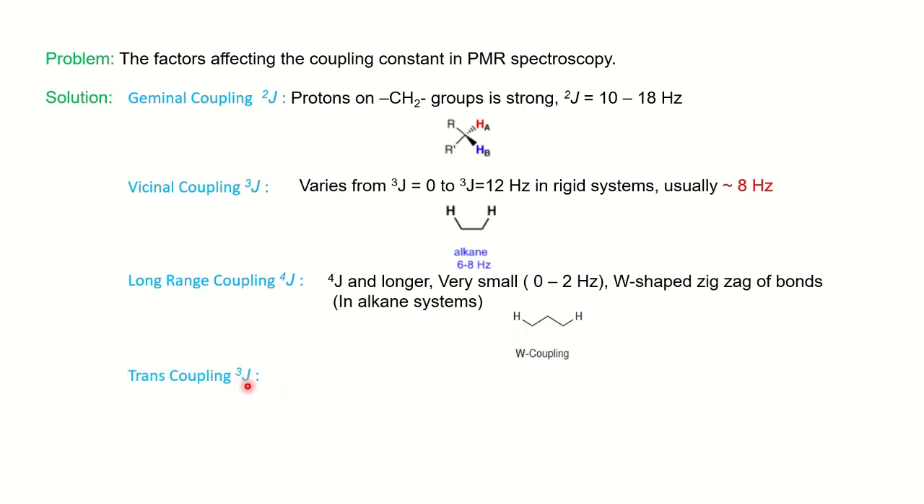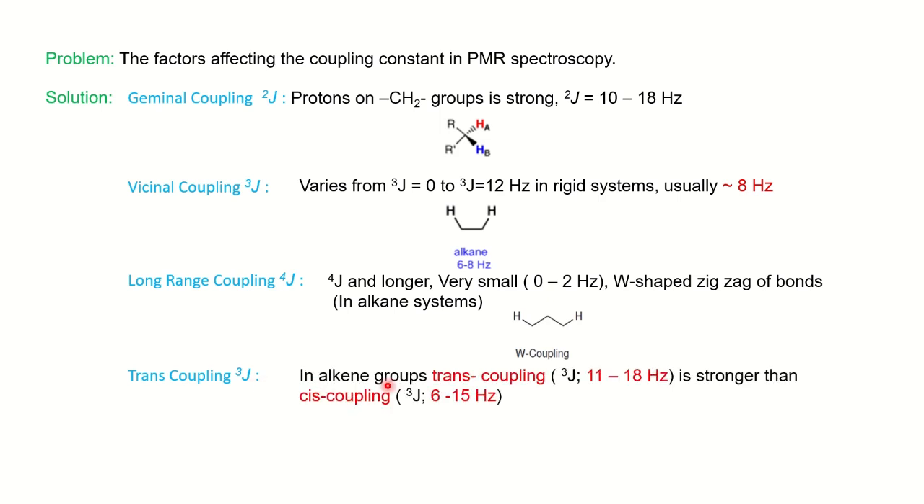Very important coupling, trans coupling. Again it is considered 3J coupling, and you can find the trans and cis coupling in alkenes. So trans coupling is a stronger coupling. The value you can notice from 11 to 18 hertz, while the cis coupling is between 6 to 15 hertz. So if you take an average, trans coupling will be coming in the center around 16 hertz, and cis coupling usually comes around 8 hertz. So you can easily distinguish cis and trans isomer based on proton NMR, right?